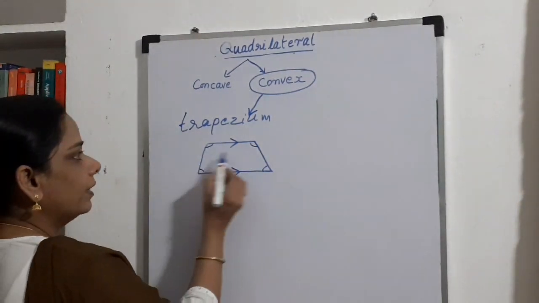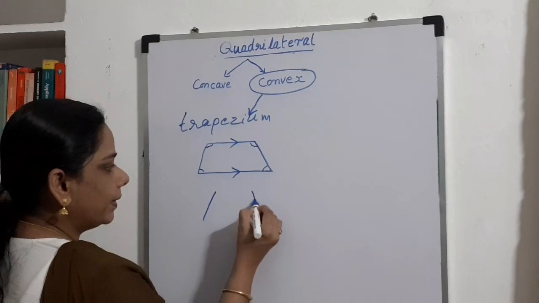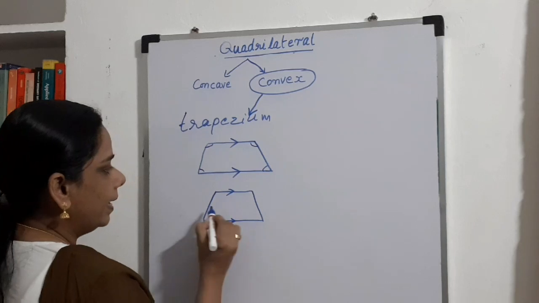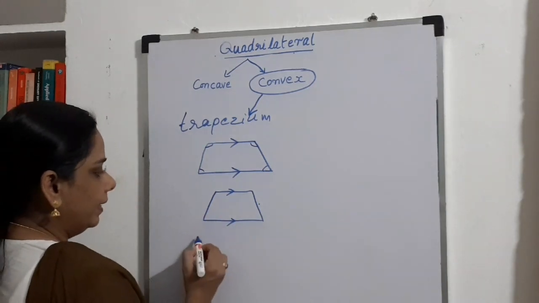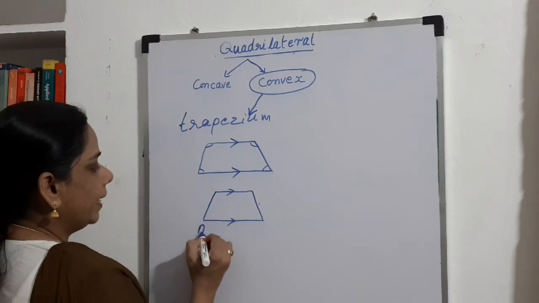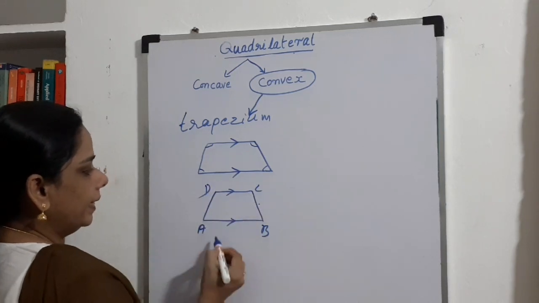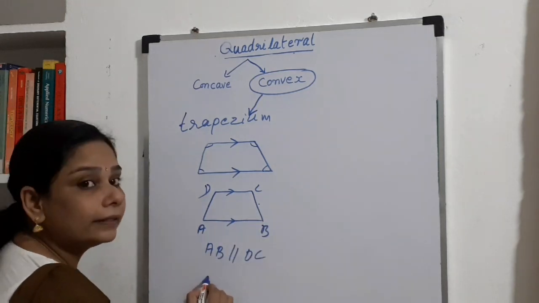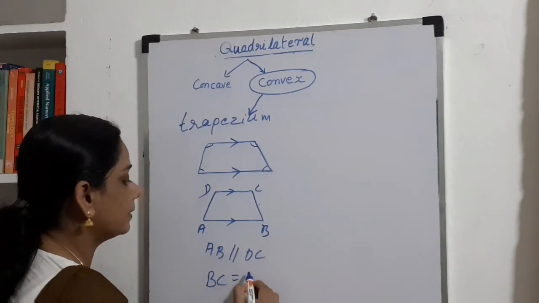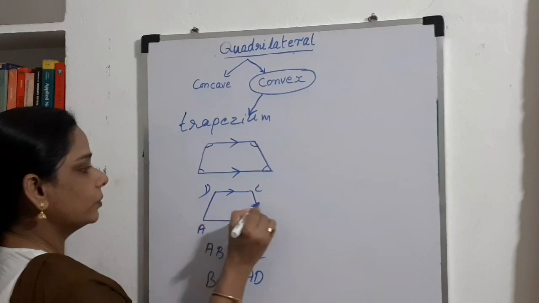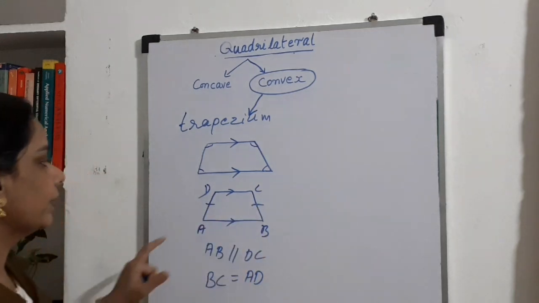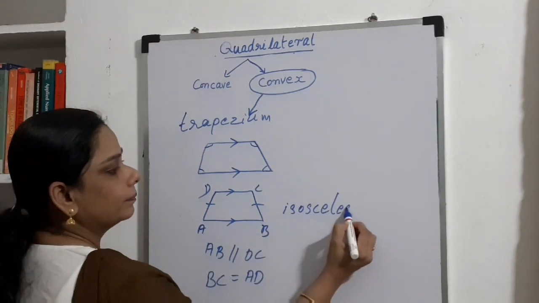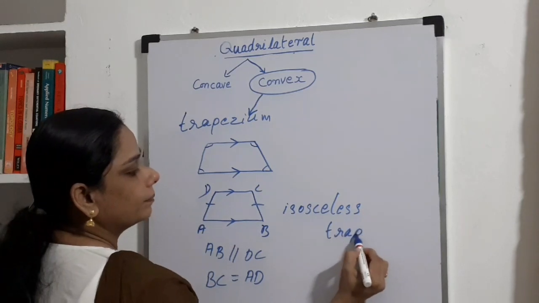In a trapezium itself, the non-parallel sides sometimes have the same length. These two sides are parallel and these two sides are non-parallel. Suppose this is a trapezium A, B, C, D. In this AB is parallel to DC, and in some cases the length of BC will be the same as the length of AD. That means these two sides will have the same length. Such trapeziums are known as isosceles trapezium.